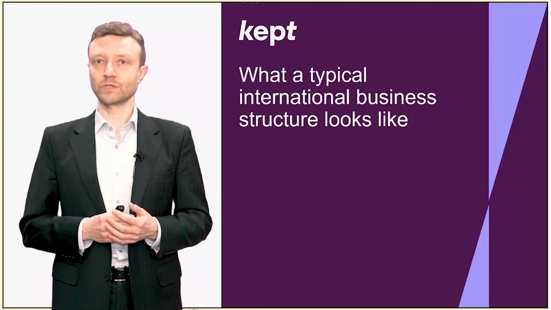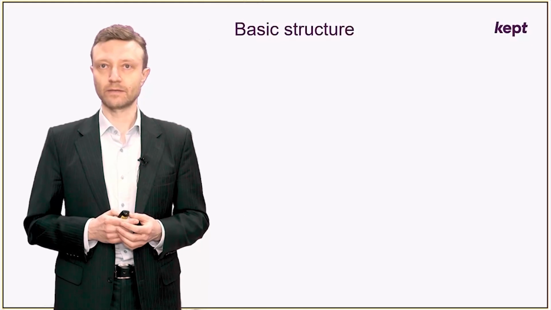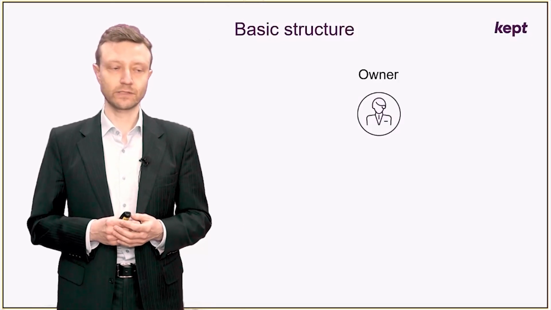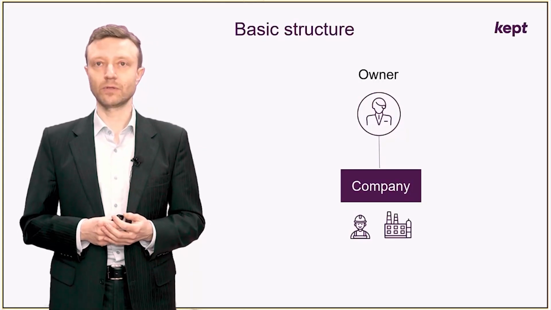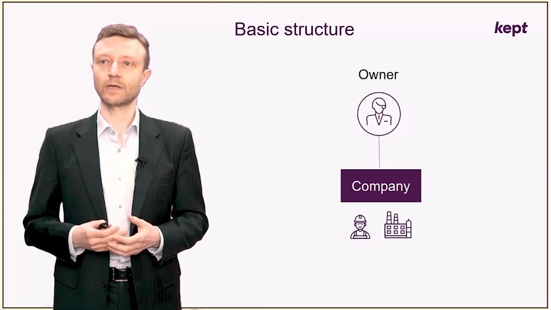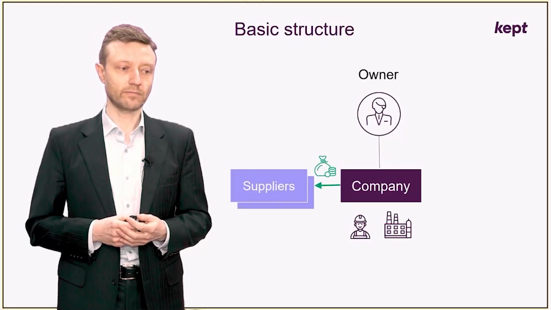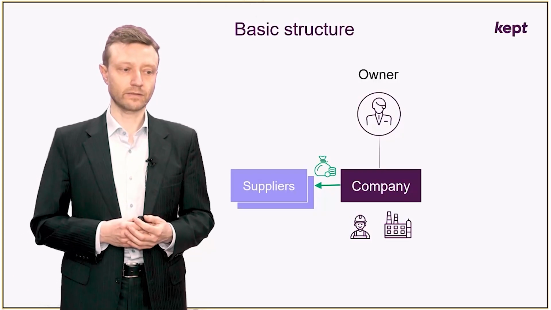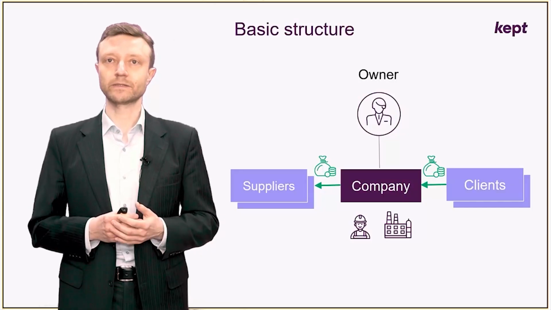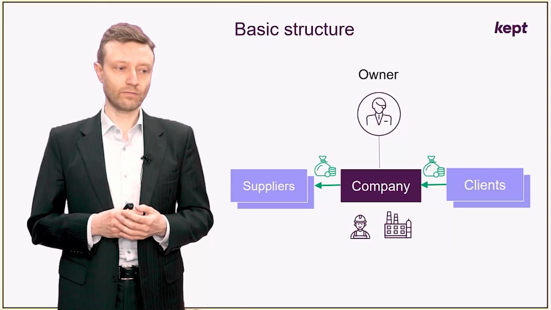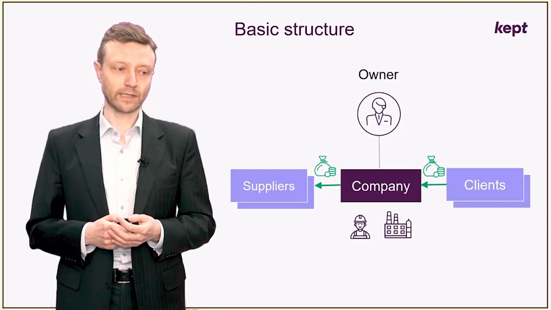And first of all, the first part, what a typical international structure looks like. On these slides, let's look at a business owner who establishes a company to conduct business. This company employs people and has certain assets to perform whatever manufacturing or trading activities. The company pays its suppliers and receives money from its clients. This is the most basic one-cell structure of a business, where already we see transactions and cash flows between different entities.